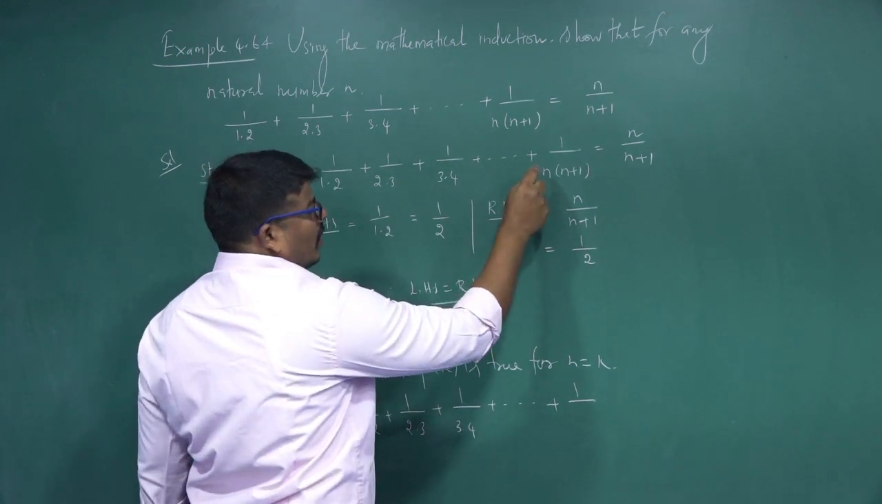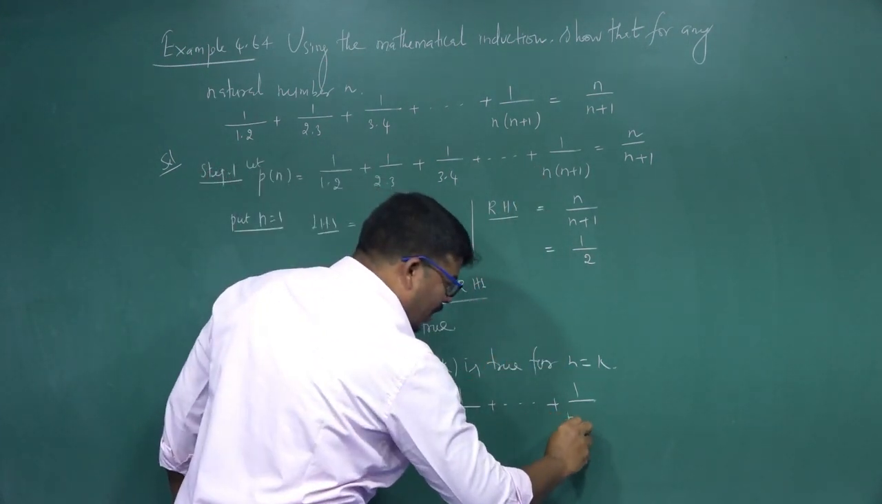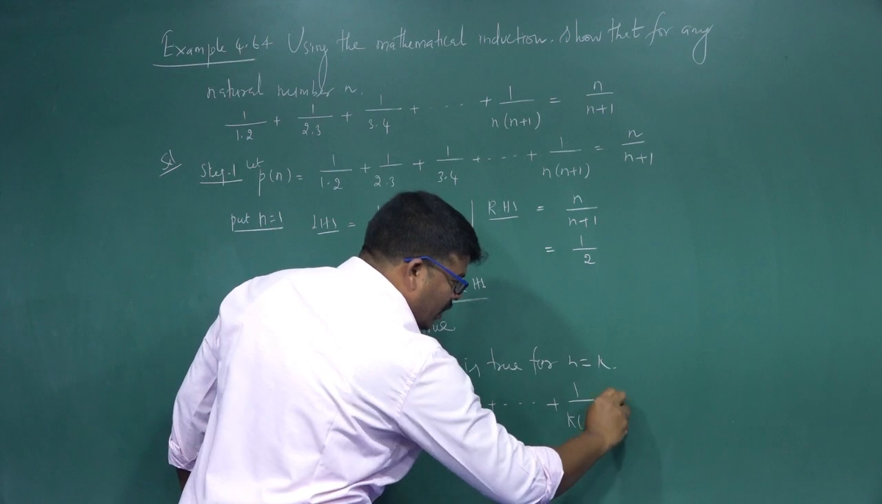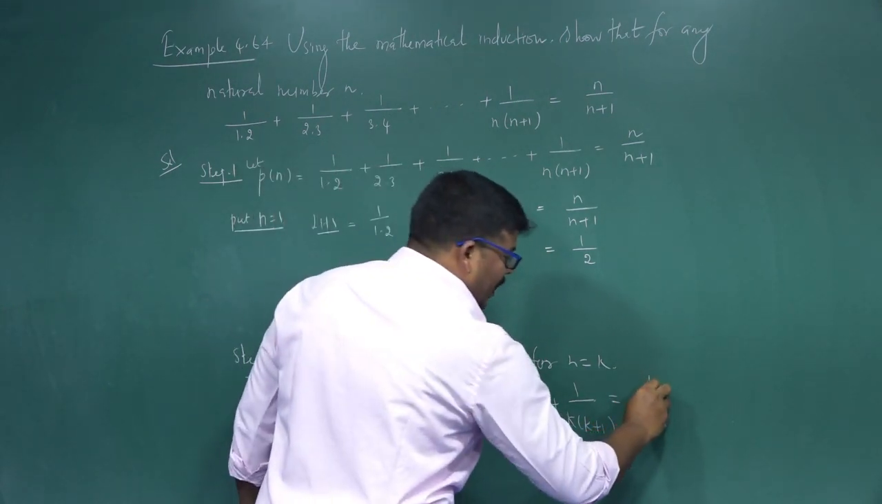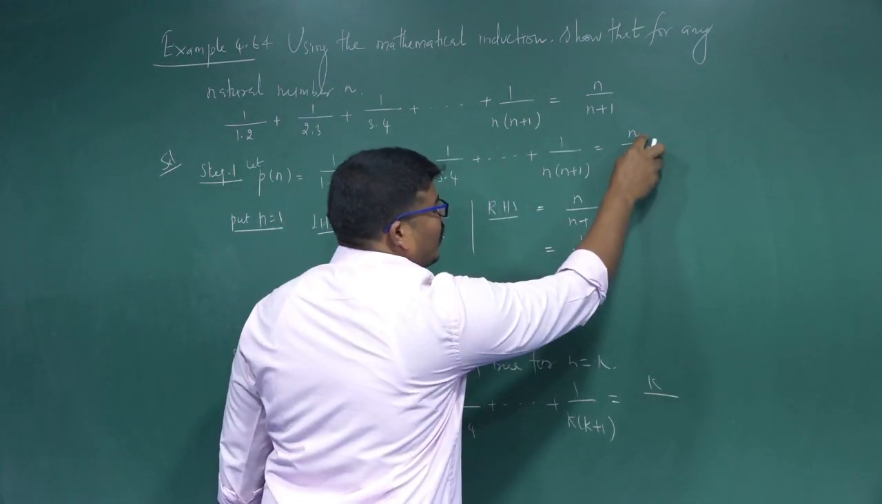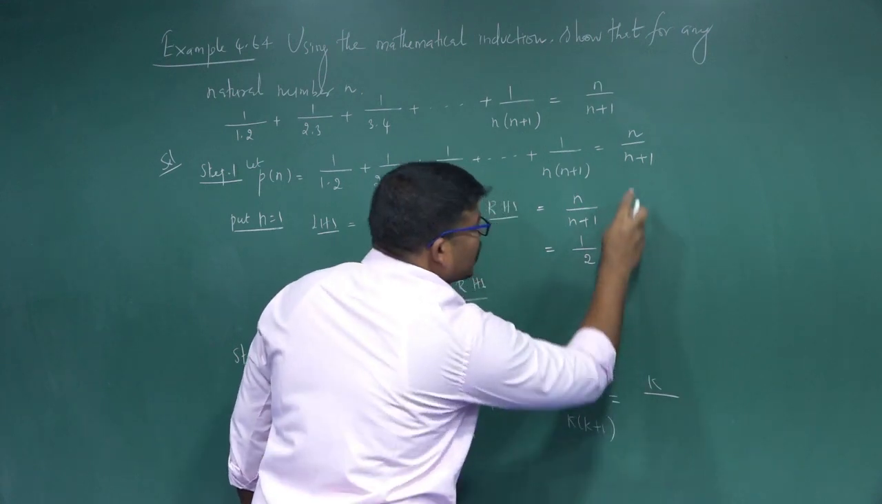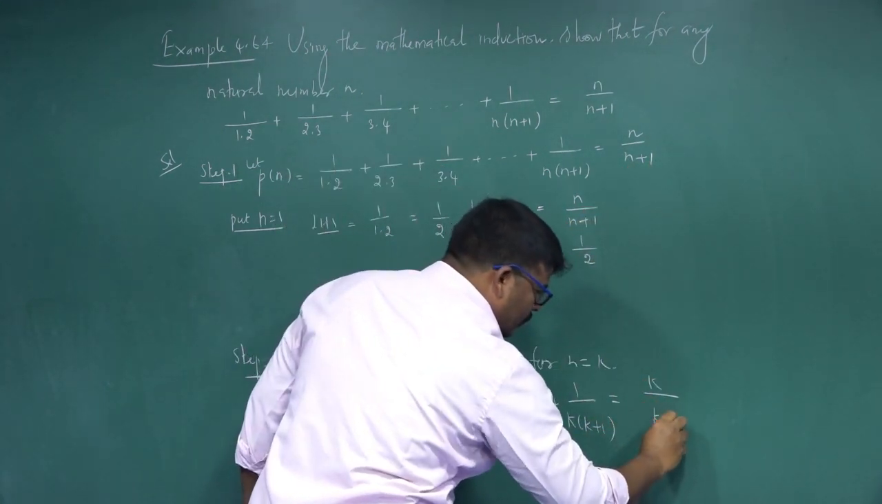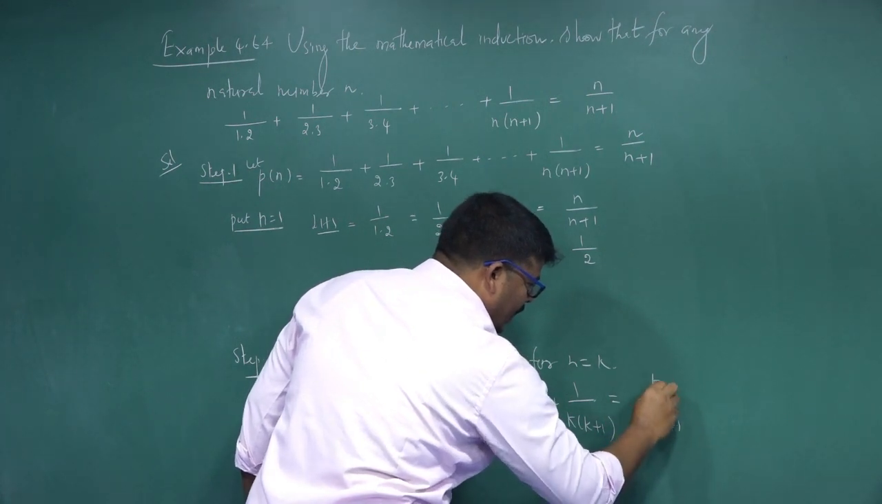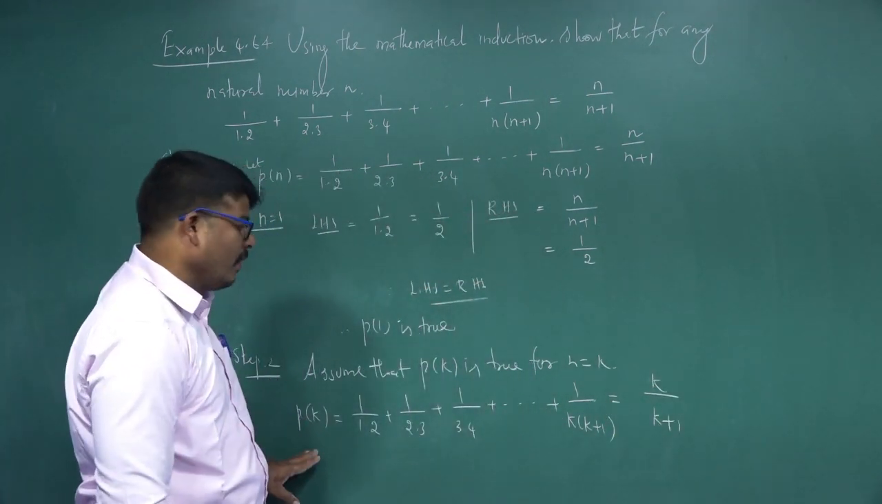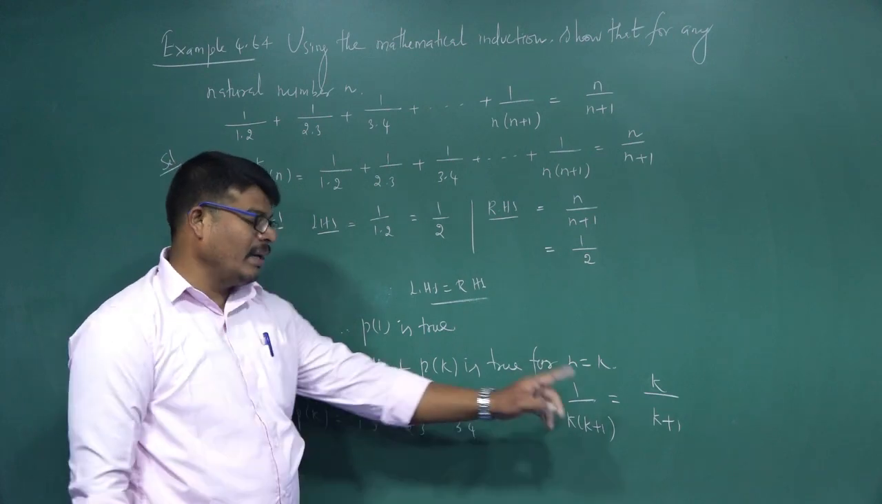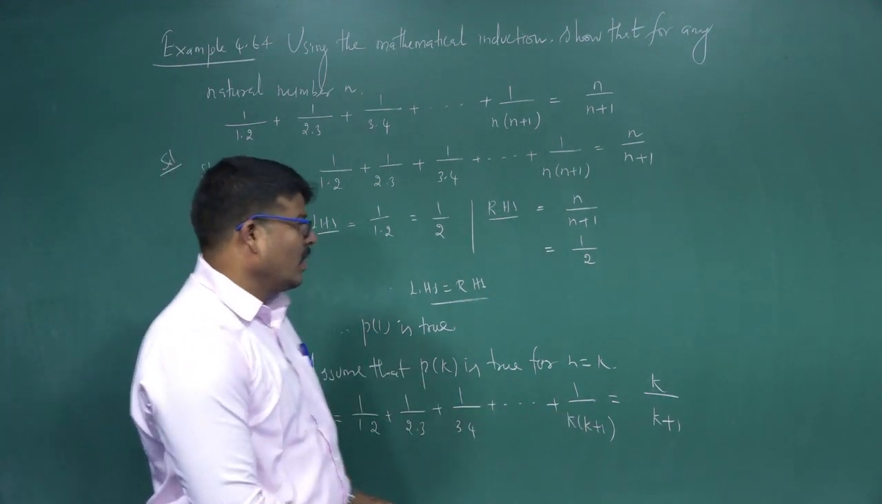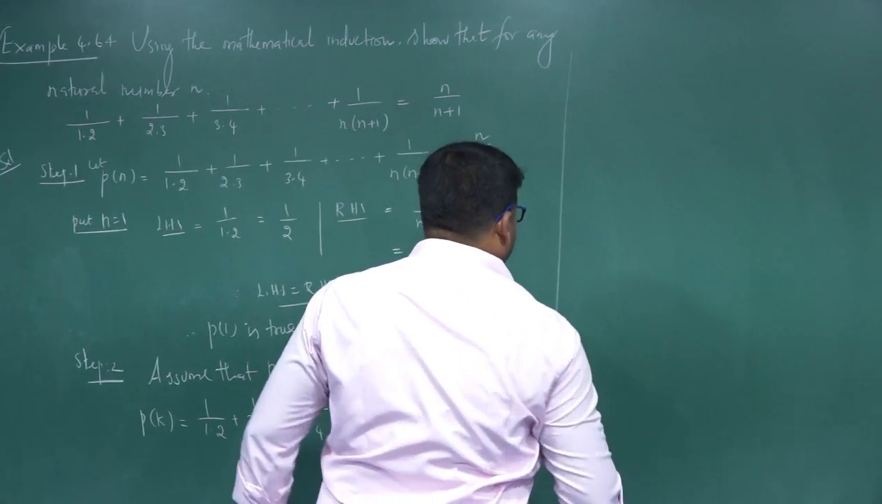Put the value n equal to k: 1 by k into k plus 1 equals k by, put the value n equal to k, k by k plus 1. That is the statement P of k. P of k equals k by k plus 1. Now write in step 3.